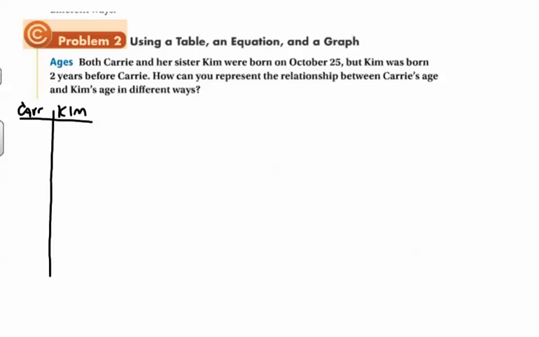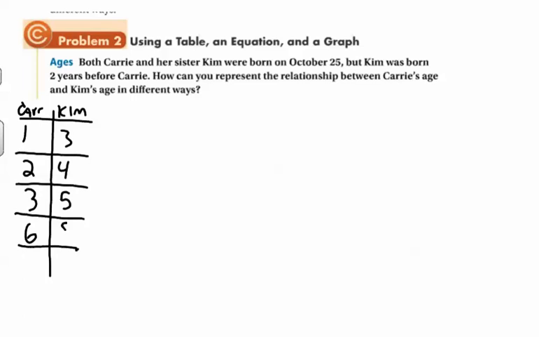All right. So if Carrie is 1, how old is Kim? Well, she's going to be 3, right? If Carrie is 2, Kim is going to be 4. If Carrie is 3, Kim is going to be 5. If Carrie is 6, Kim is going to be 8. It makes sense. If Carrie is 4, Kim is going to be 6. If Carrie is 7, Kim's going to be 9. You get the idea, right? You could do that. That's one way to do it.